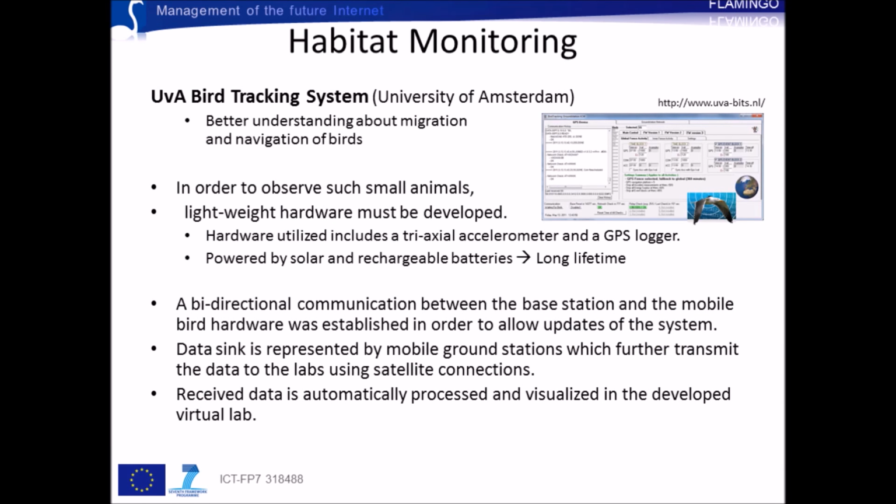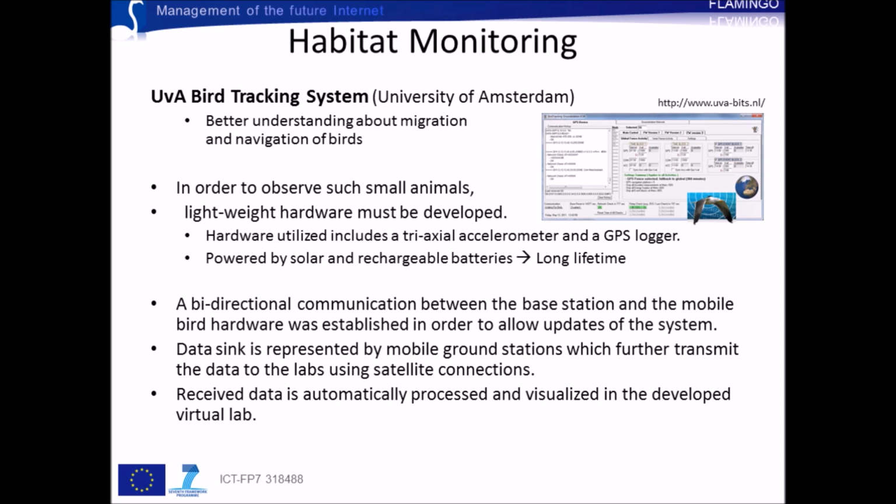The third example for habitat monitoring is the UvA bird tracking system from the University of Amsterdam, Netherlands. Here the idea is to better understand the migration and the navigation of the birds. In order to observe such small animals, lightweight hardware must be developed. The hardware utilized includes a triaxial accelerometer and a GPS logger. It is powered by solar and rechargeable batteries, which ensure a long lifetime.